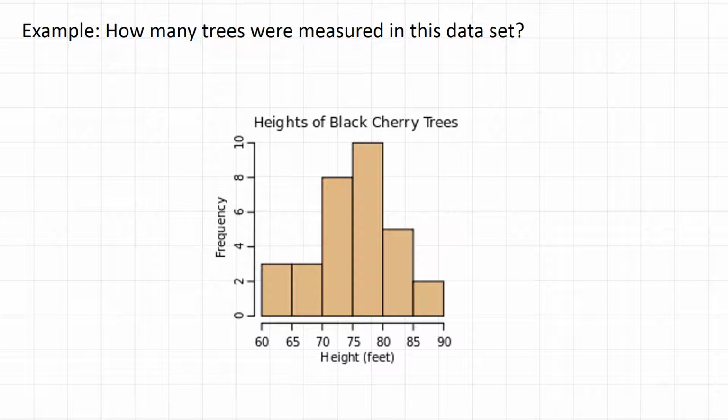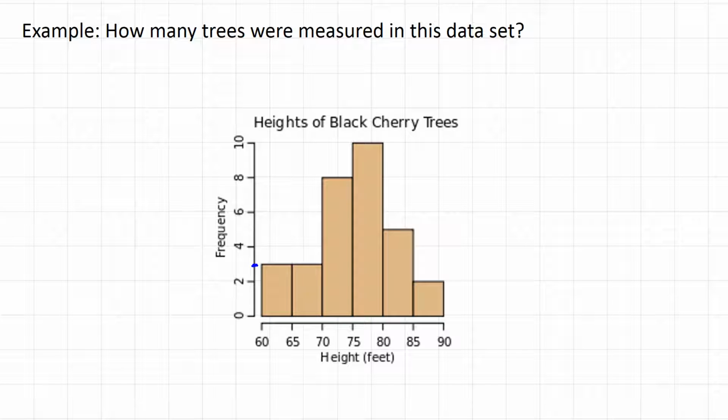So let's look at an example of a type of question we can be asked about a histogram. How many trees were measured in this data set? So this question is not asking us about the heights of the trees. It's asking us just about the number of trees that we have in the set. So really what they're asking us about is the frequency, because the frequency is the number of trees in each bin of a certain size.